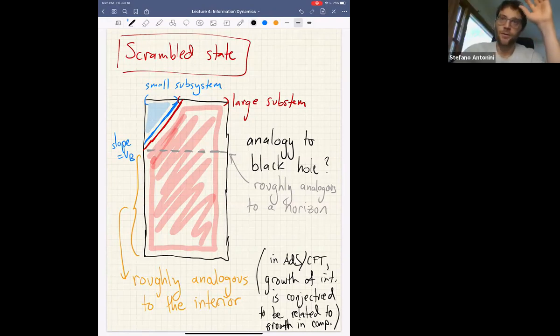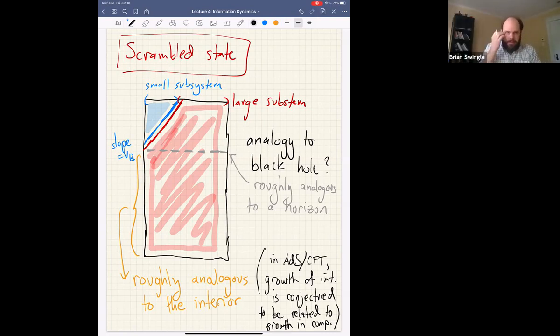So, sorry, what you meant is that the small subsystem corresponds to the small subsystem whose entanglement wedge is all in the outside, and the large subsystems correspond to the complementary region. That's right. Okay. Now it's clear. Thank you.